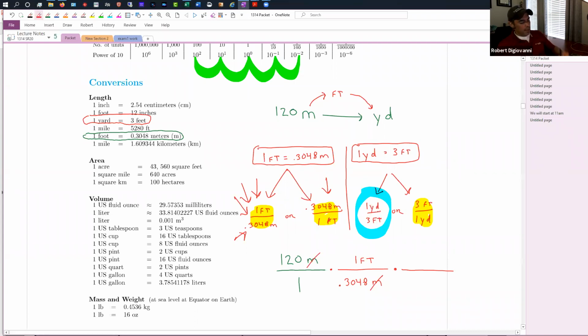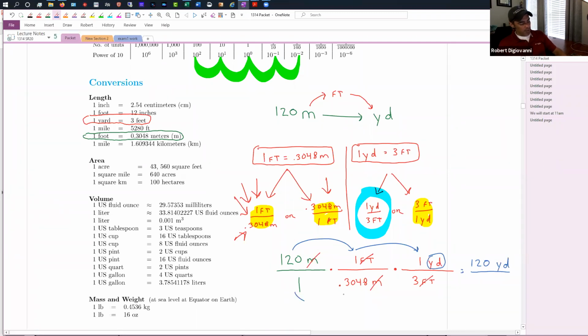That has feet on the bottom. And so what am I going to put? I'm going to put 3 feet. You have to have that 3 there. 1 yard, like that. And now you see the feet go away. And so now my answer is going to be in yards. So I went from meters to feet, and now I went from feet to yards. All I have to do now is get on my calculator and do 120 times 1 times 1. I do that across the top, get 120. I also get yards because that's the only unit left.